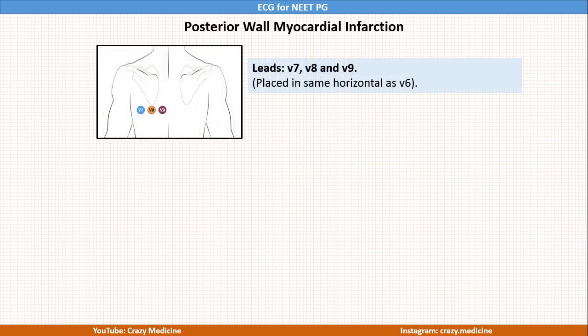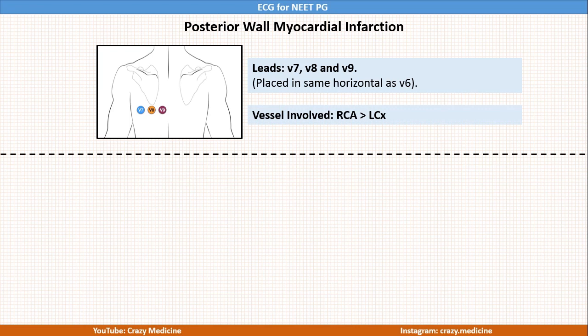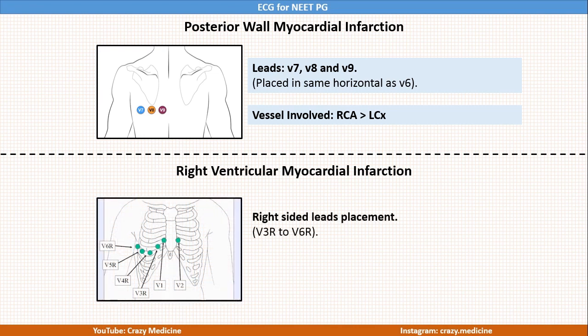Posterior wall MI is diagnosed by placing leads on the back, which are known as V7, V8 and V9, and the vessel involved is the right coronary artery or left circumflex artery. And last but not the least, right ventricular MI is diagnosed by placing leads V3 to V6 on the right side, which are known as V3R, V4R and so on, as you can see in this diagram.